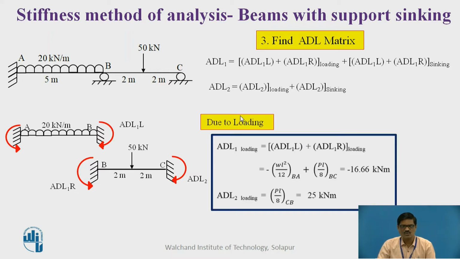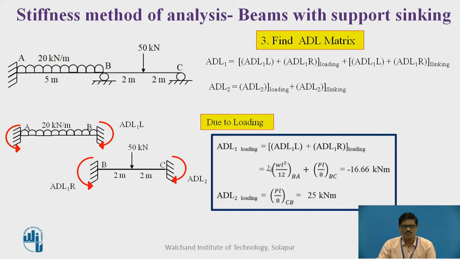First of all, if you consider the loading, then due to loading the fixed end moments are produced and those are to be calculated, and the second action will be due to sinking, and due to sinking also the moments will be produced. Therefore, the total ADL1 will be ADL1 left plus ADL1 right due to loading, plus ADL1 left plus ADL1 right due to sinking. Because in the direction of the first redundant, we will be getting two moments, left and right. Therefore, it is L and R. And ADL2 is the ADL2 due to loading plus ADL2 due to sinking.